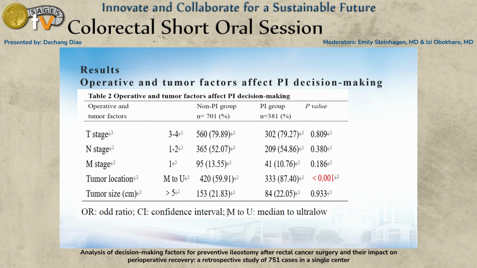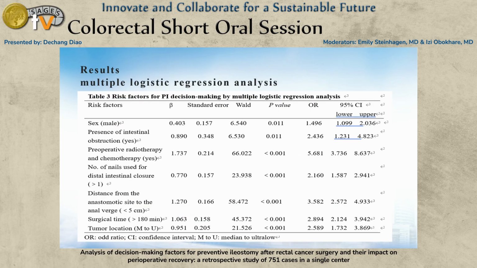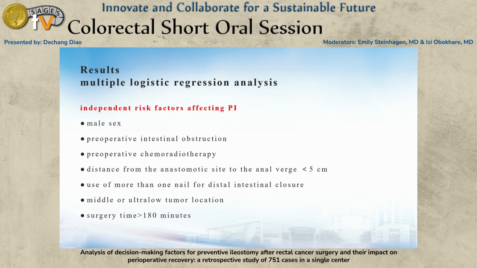And also for the tumor location. For multiple logistic regression analysis, the independent risk factors affecting PI are male sex, preoperative intestinal obstruction, preoperative chemoradiotherapy, distance from the anastomotic site to the anal verge less than 5 centimeters, use of more than one nail for distal intestinal closure, middle to ultra-low tumor location, and surgery time more than 3 hours.